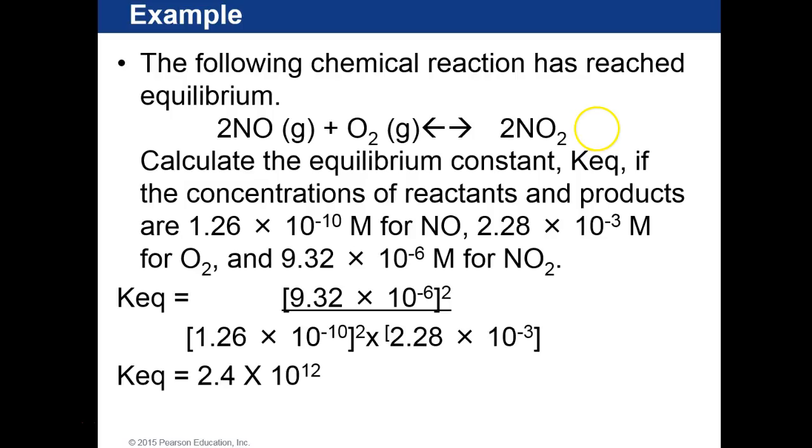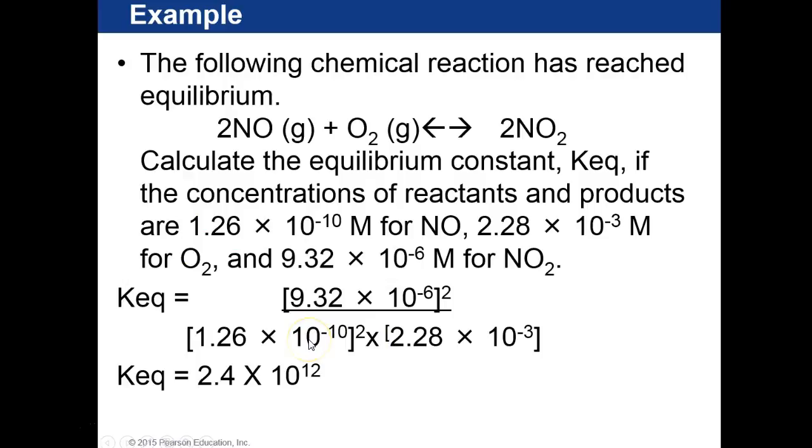All right, I'm going to skip that last one, but the following chemical reaction has reached equilibrium. 2NO plus O2 goes to 2NO2. We're going to calculate the equilibrium constant if the concentrations of the reactants and products are as follows. All you have to do is fill it in. So on the top we've got the products, right? So 9.32 times 10 to the negative 6, squared, because remember we've got the 2 in front. And then for the NO, there's a 2 in front as well, so we have to square that one. So we're given the concentration.